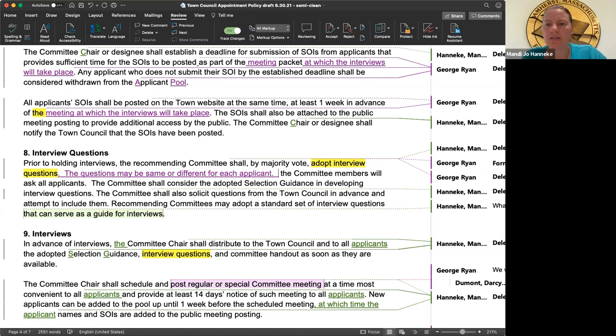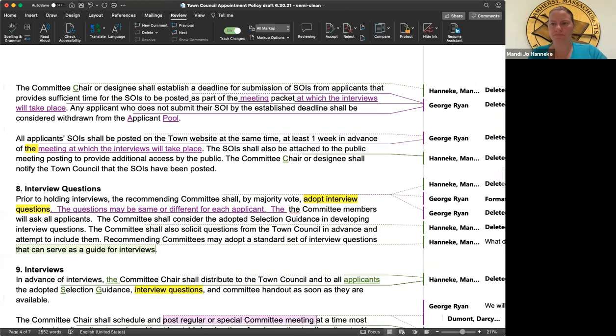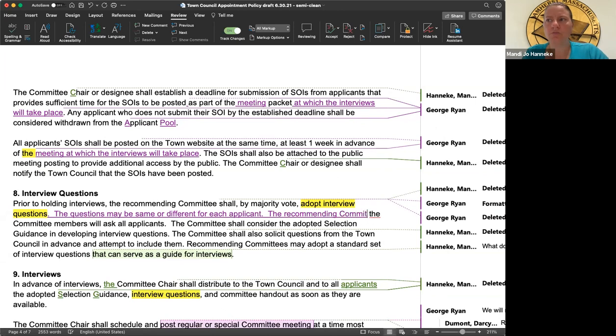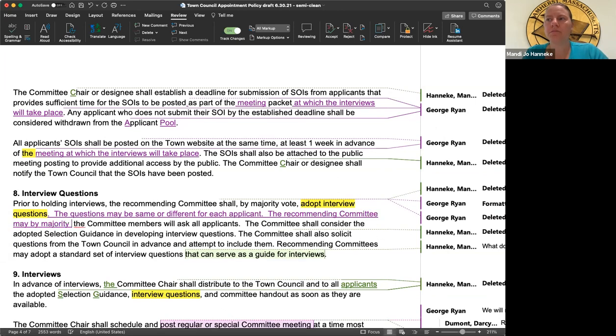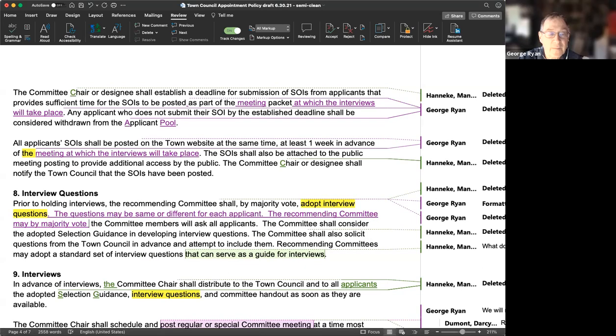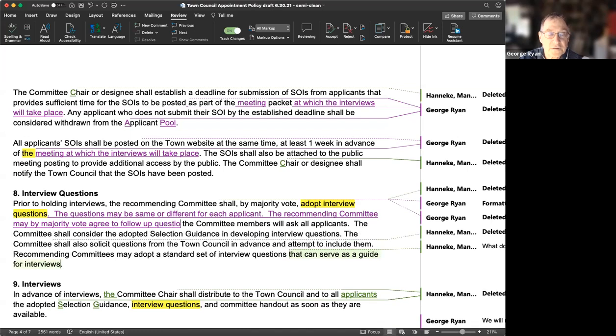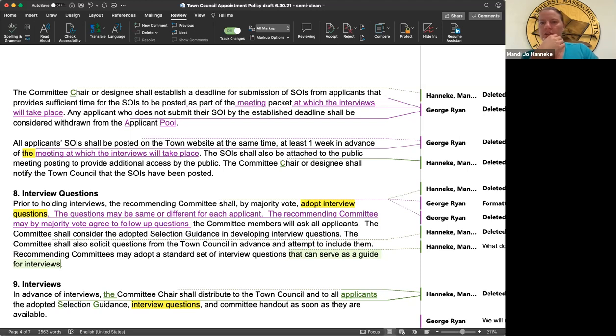The recommending committee may, by majority vote, agree to the allowance of follow-up questions by committee members. The recommending committee may by majority vote agree to follow-up questions. Sorry, go ahead. I think you had something there. I'm trying to figure out what I had there. The recommending committee may by majority vote agree to follow-up questions.